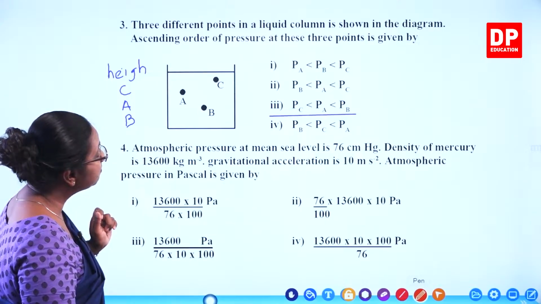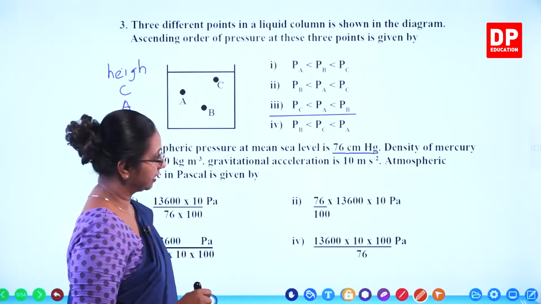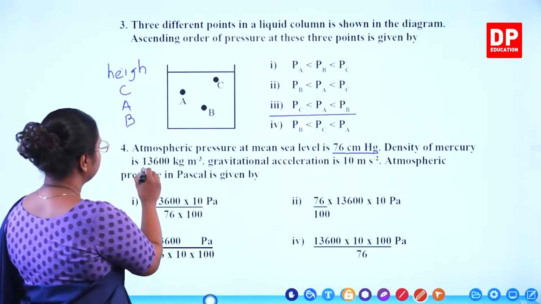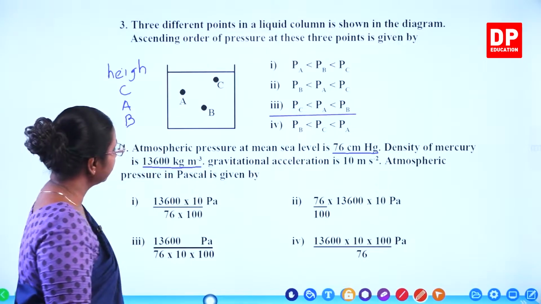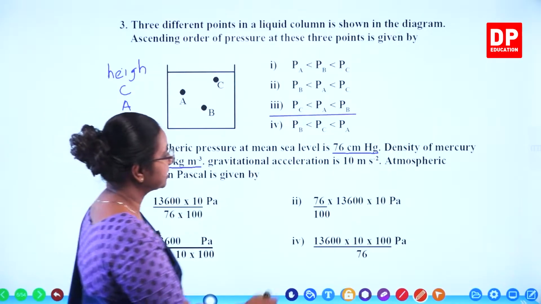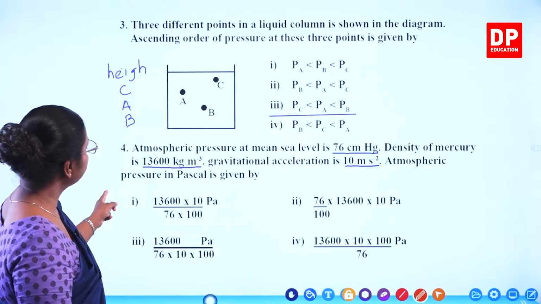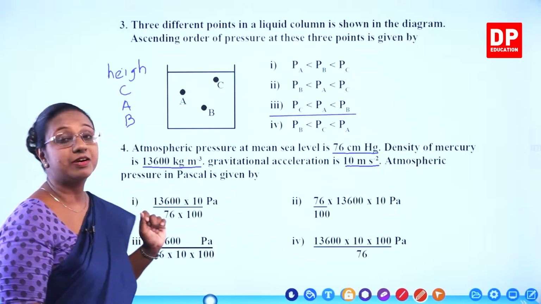Atmospheric pressure at mean sea level is 76 centimeter mercury. Density of mercury is 13,600 kilogram per meter cube. Gravitational acceleration is 10 meters per second square. Atmospheric pressure in Pascal is given by.